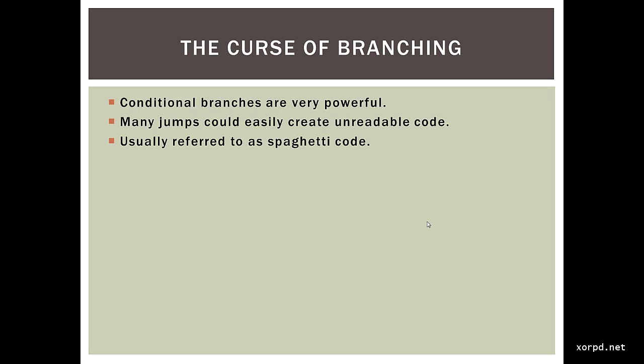The curse of branching. Conditional branches are very powerful. However, many jumps could easily create unreadable code. This kind of code is usually referred to as spaghetti code. We've talked a lot about what could happen. Let's take a look at some piece of code.